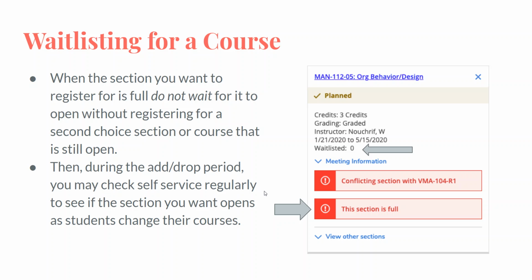You also want to check self-service regularly to see if the section you want opens, just in case you miss your email, or if you want to check another section. Because during that add drop period, during that first week of class, students are going to change their courses too. And that means a seat could open for you. So waitlisting is kind of a big game. You may get the seat that you want, and I've seen it work out for people, but you might not. So I'm always going to tell you, register early so you can get your first choice of classes.